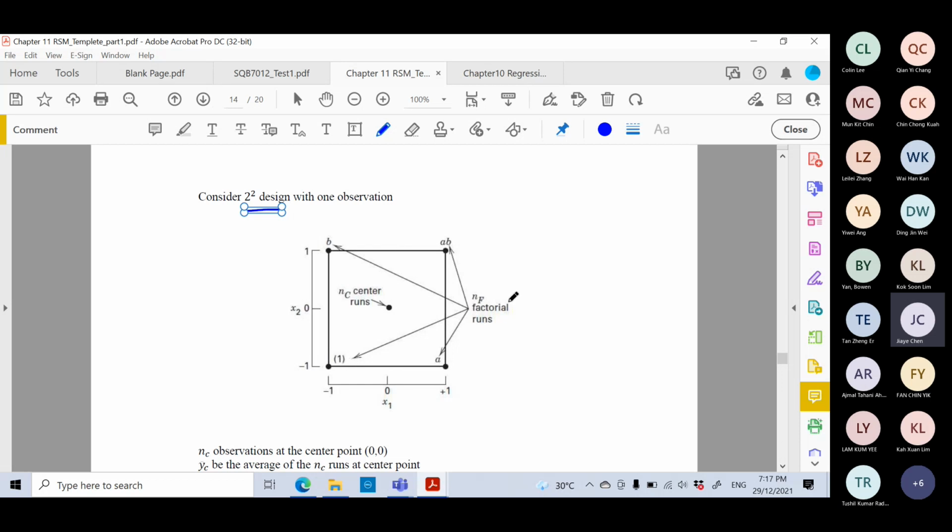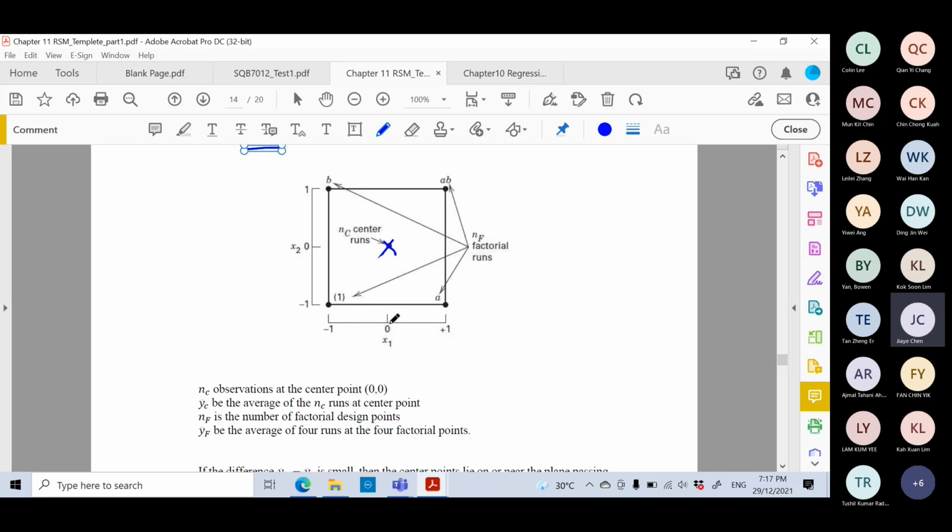So we use a name called the factorial runs. The NF refers to the factorial runs. In this case, you have 4 factorial runs here. And then the center point, because here is -1 and +1, and here -1 and +1, therefore the center point will be 0 and 0. For x1 it is 0, and x2 is also 0.